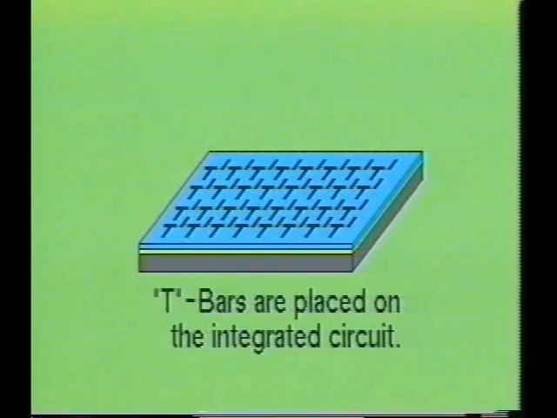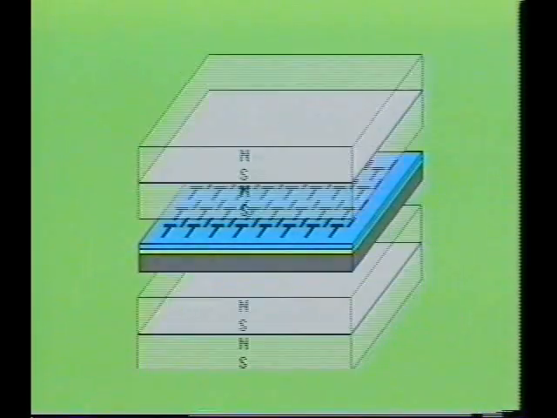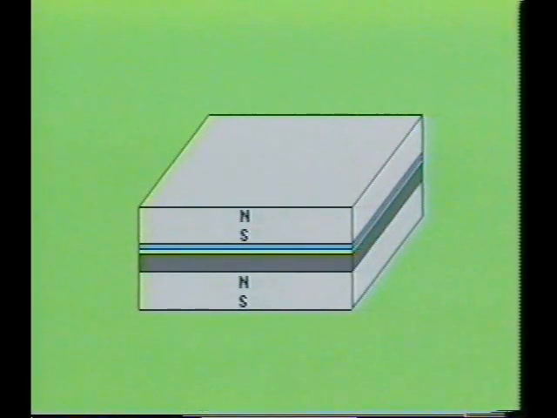The pattern resembles that of a T and bar configuration. Next, the chip is sandwiched between 2 permanent magnets which provide a field that points the opposite way from the bubbles. This causes the bubbles to form in the garnet material.